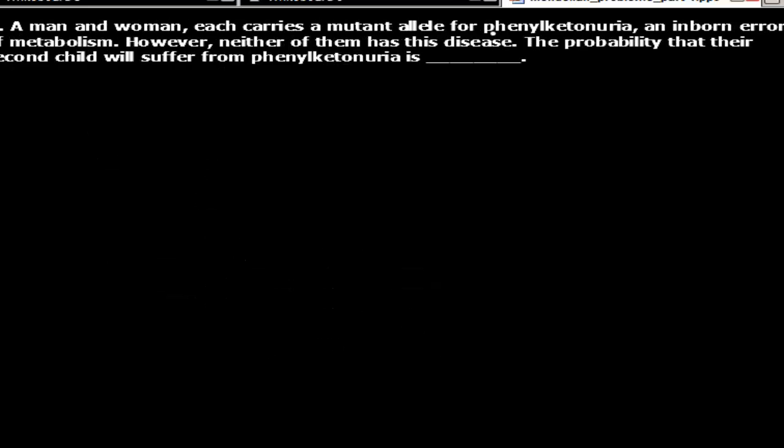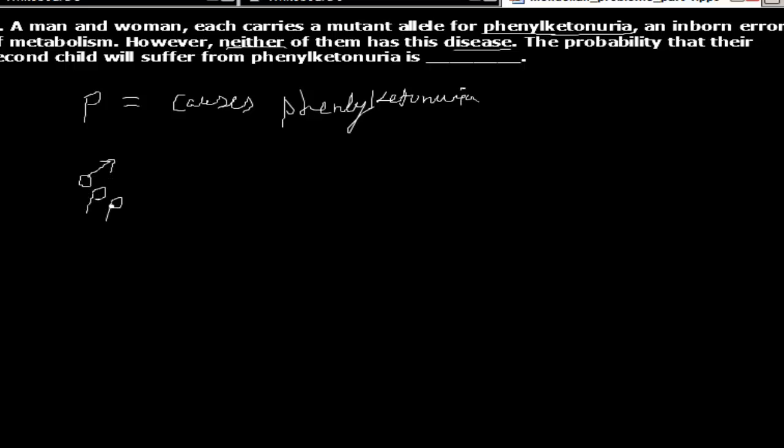Now here there is a disease called phenylketonuria, that is an inborn error, and this is also carried by an autosomal gene. So a man and a woman each carry a mutant gene for phenylketonuria, but neither of them has this disease. Again, it means that both of them are heterozygotes. Suppose small p is the gene that causes phenylketonuria. So the genotype of the male will be capital P small p, and for the female it will again be capital P small p. Since both of them carry the mutant allele, but neither is suffering from the disease, that's why they are heterozygotes.